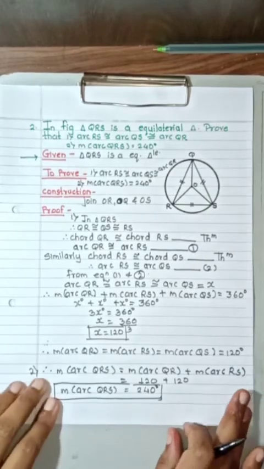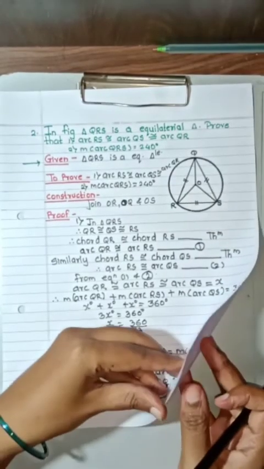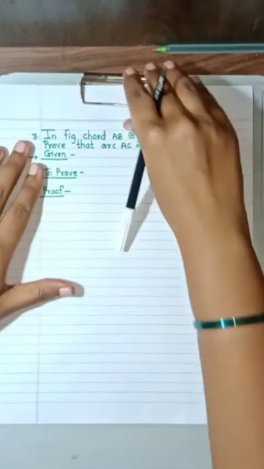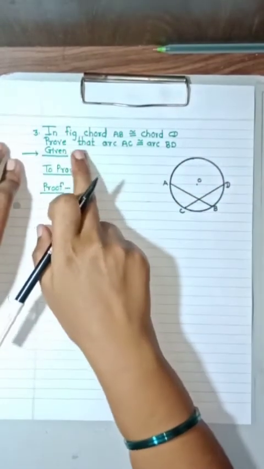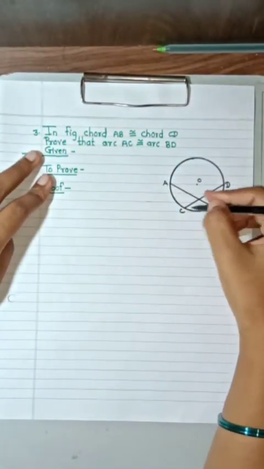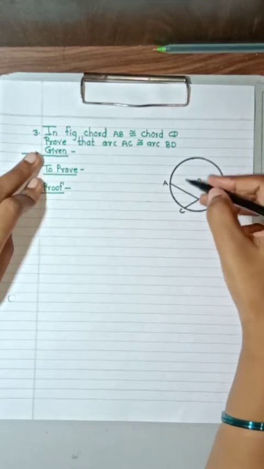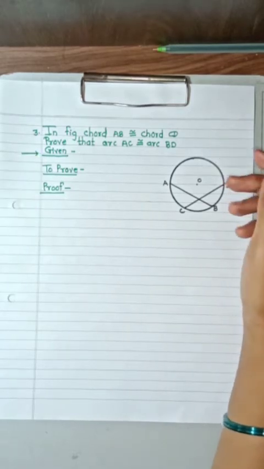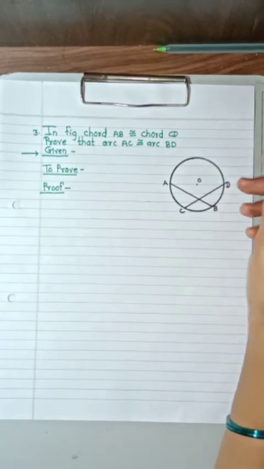Now let us move on towards the last question of practice set 3.3. In the figure, chord AB is congruent to chord CD. You can see this chord AB is congruent to chord CD. You have to prove that arc AC is congruent to arc BD.